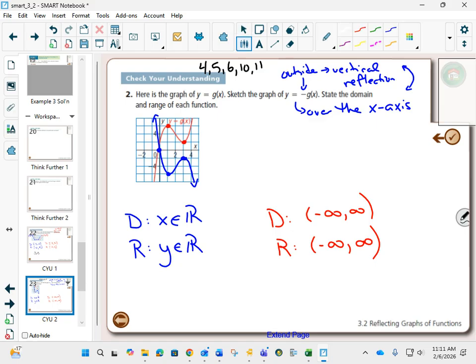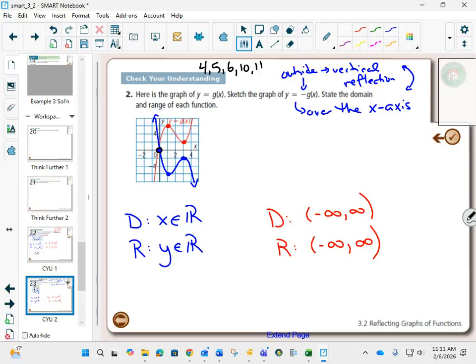I made a note, and sometimes on the exam they look for this. Did you cross the two graphs at the x-intercept? Because if you flip over the x-axis, it should make sense that that's the only point that stays exactly where it is. Everything else would get flipped to a new spot.